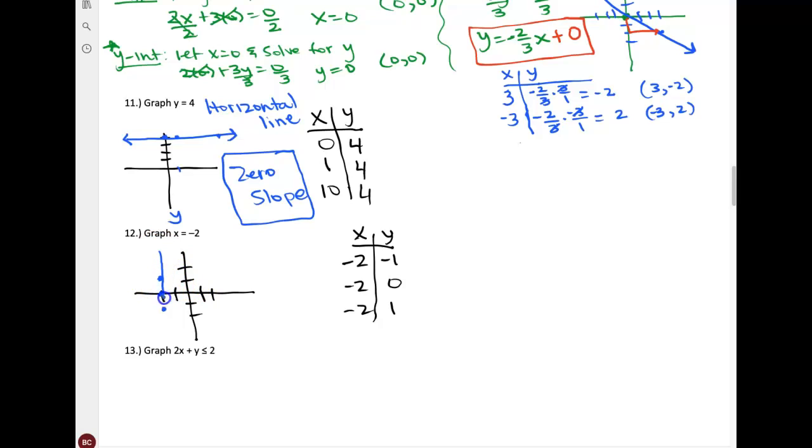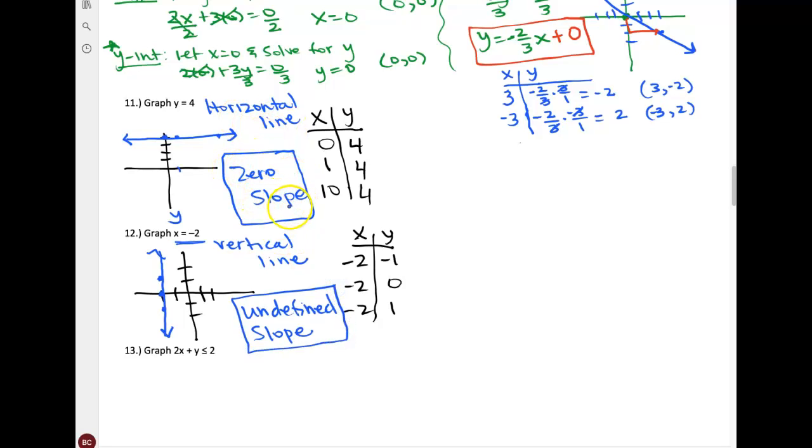So this time I've got a vertical line. Right? So x equals some number. Those are always vertical lines. And what kind of slope do vertical lines have? It's not 0, right? Those are horizontal, but it's going to be undefined slope. Okay, keep that in mind. So vertical lines always have undefined slope, and horizontal lines have 0 slope.